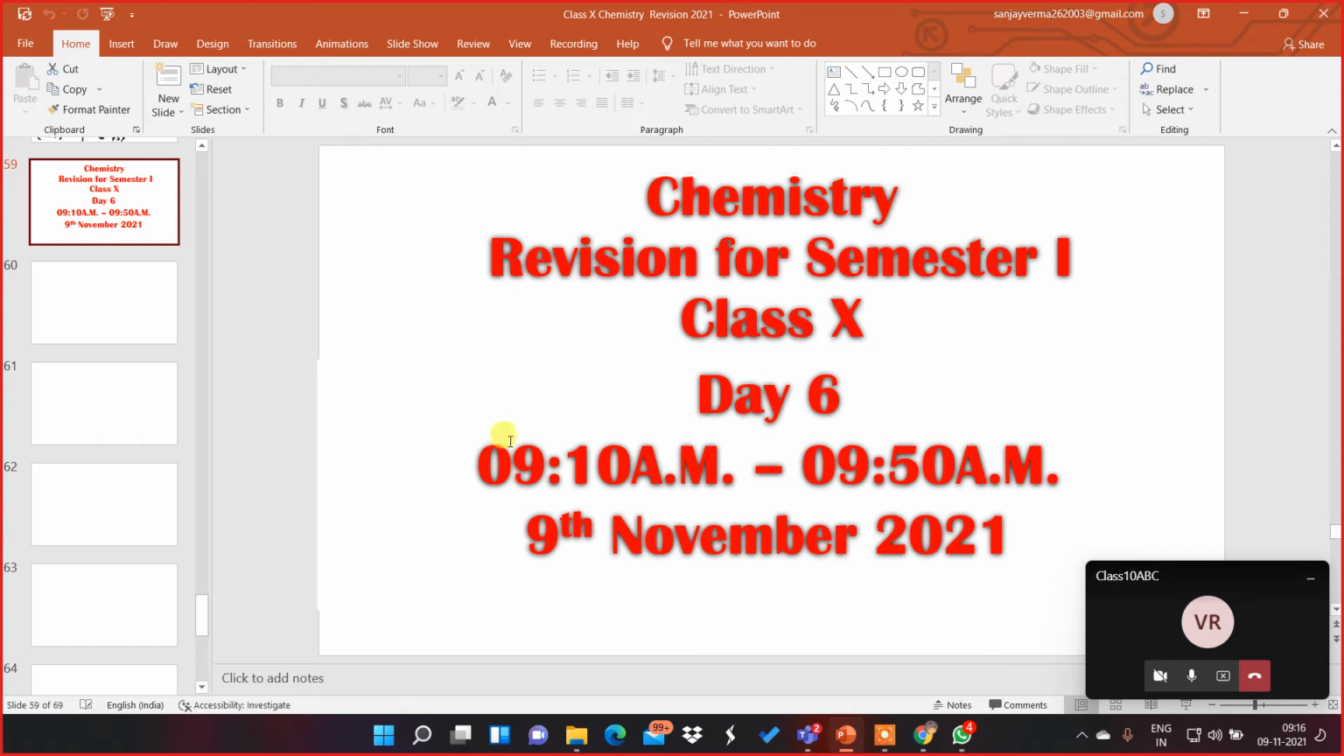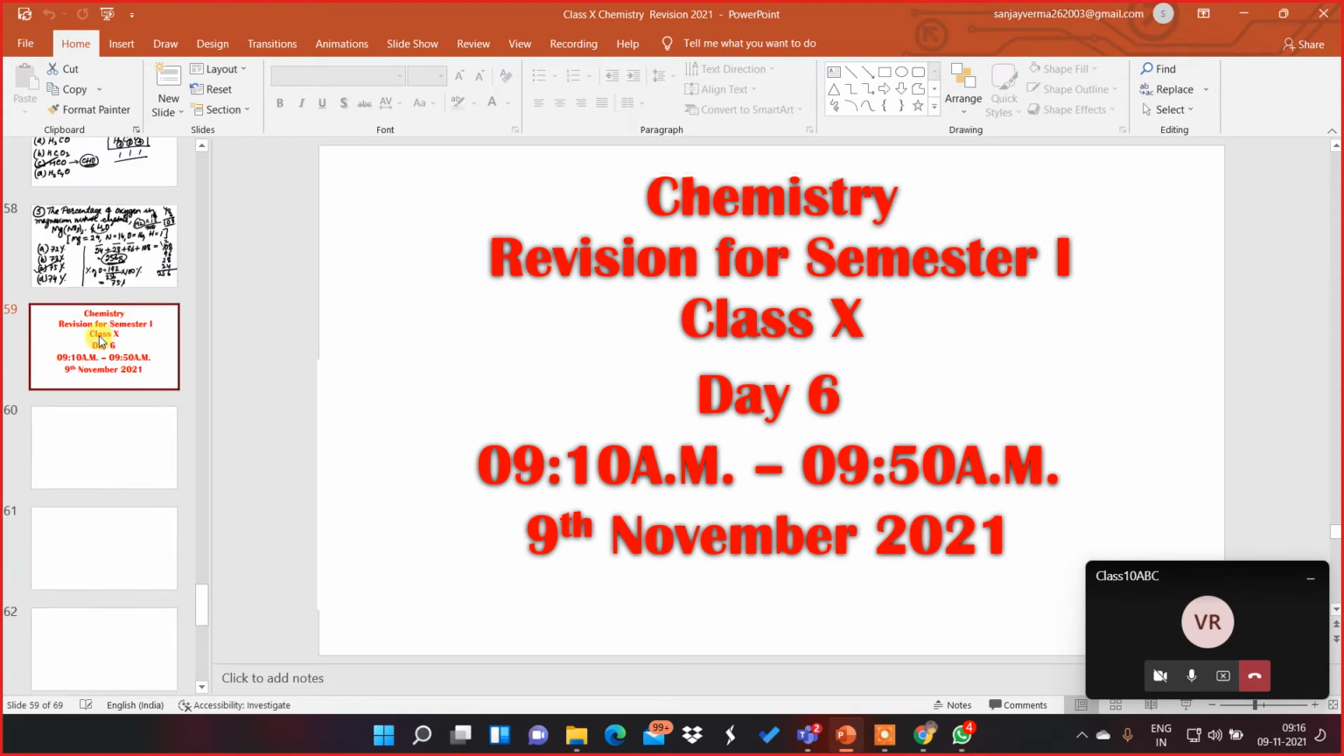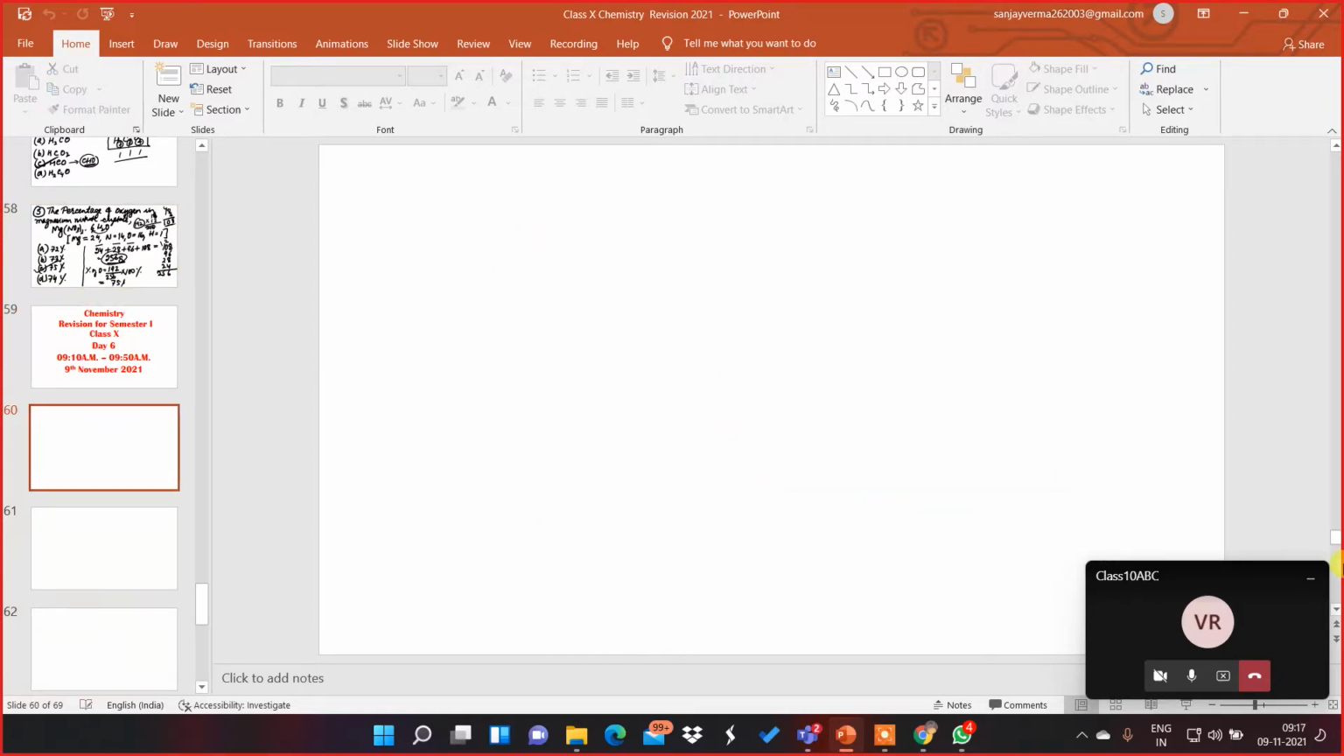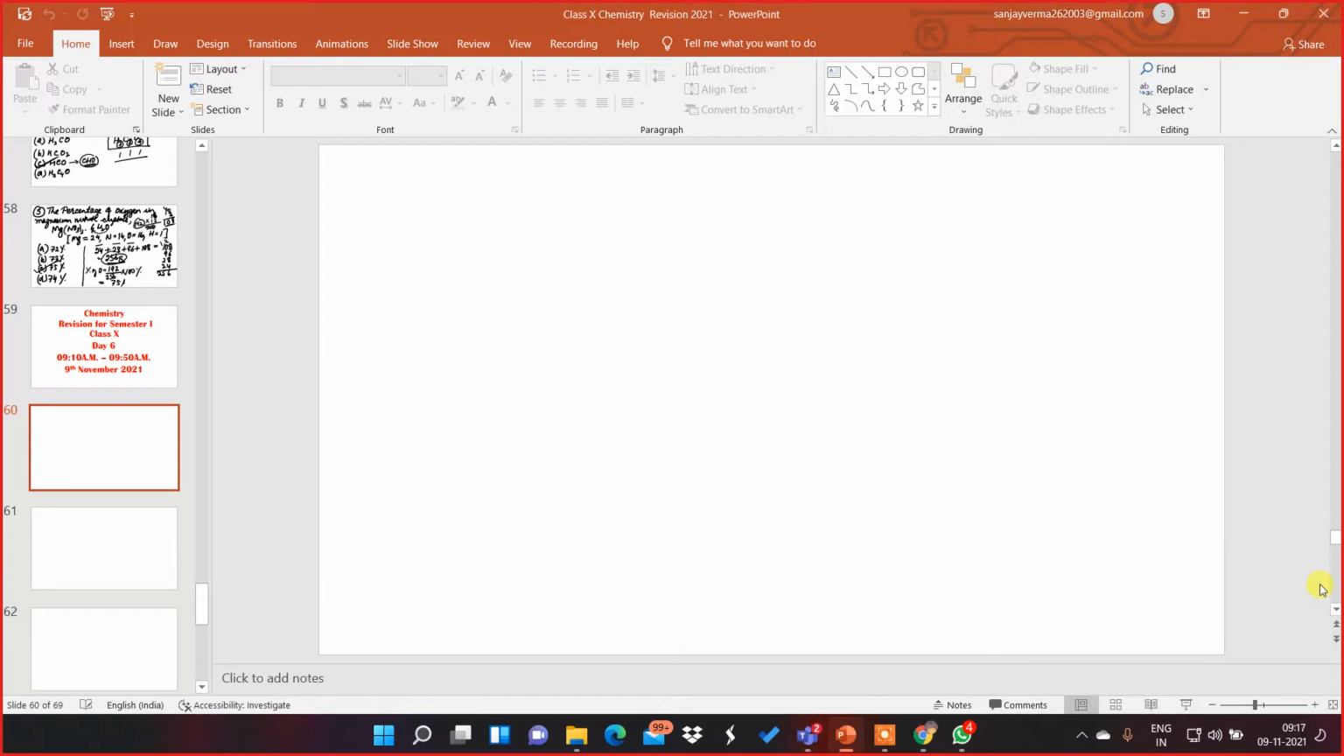Today is the 6th day of myself doing the revision for semester 1 examination. Today is 9th of November. In the previous class, I had done number 5, a problem based on calculation of the percentage composition, which is there in the syllabus. Now today I'll continue revision for this semester 1 only. Please, if possible, pay attention.